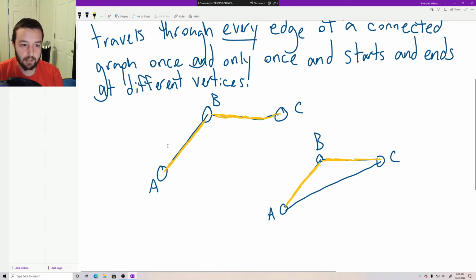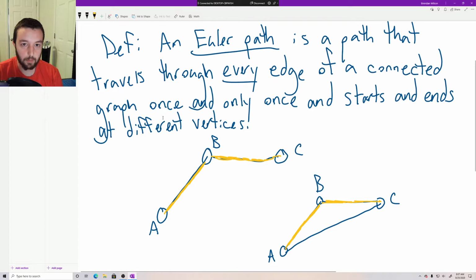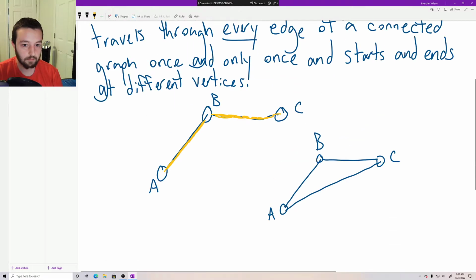It doesn't say that we can't touch the same vertex more than once, but we can't end there, which is what we'd be doing here. And here we're going to run into that problem either way. So there's really nothing we can do here in order to make an Euler path. Okay.